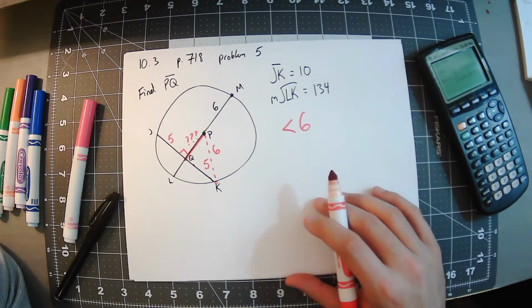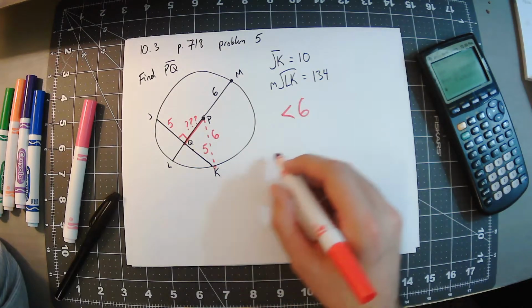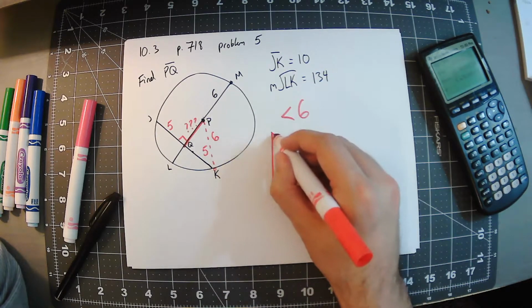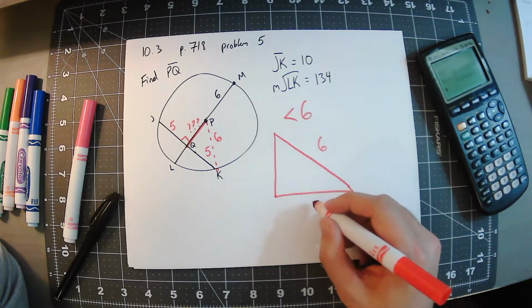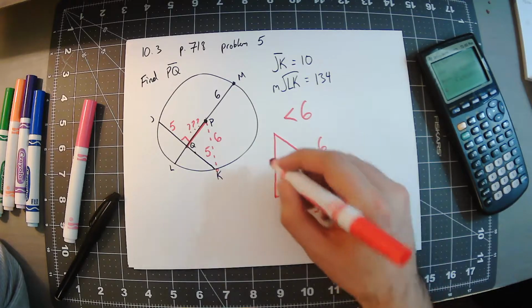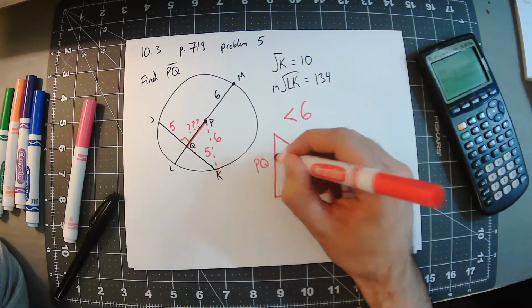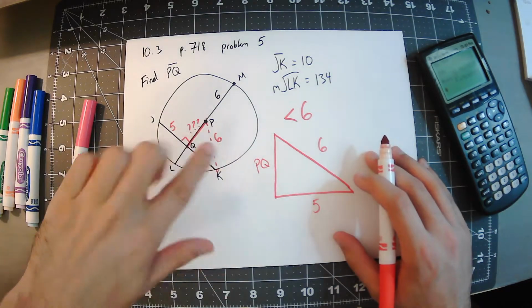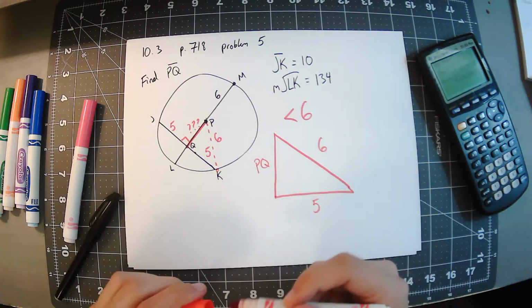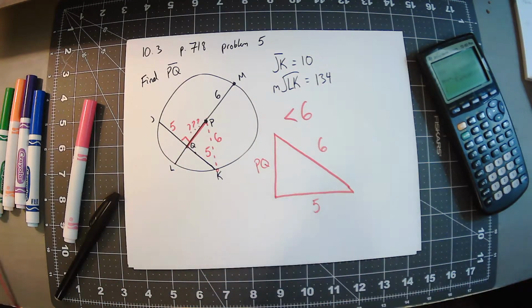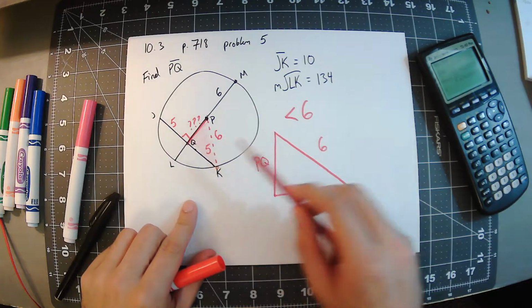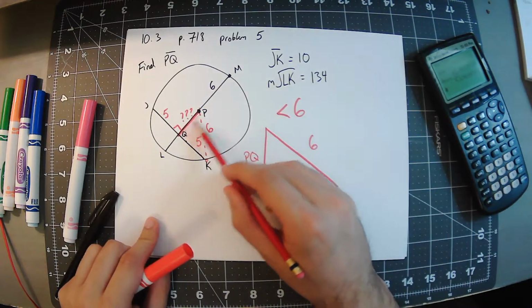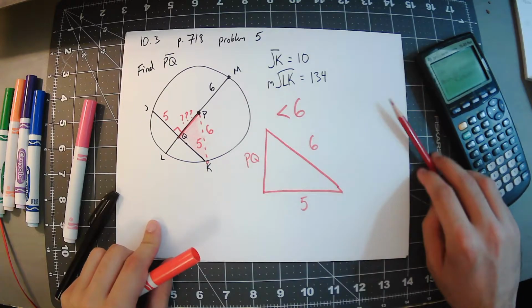Well, what I've just done is I made a right triangle. I made a right triangle that looks like this, where this is 6, this is 5, and this is PQ. It's this one right here. Let me color it in. See if that helps visualize it any better. So that is the triangle I have made.